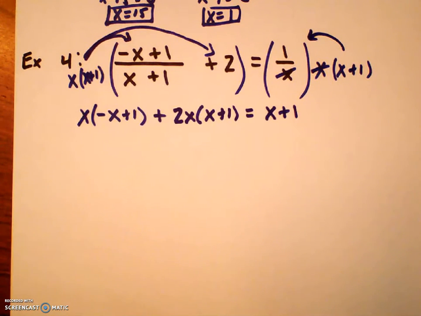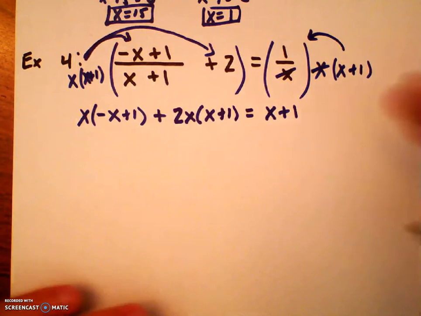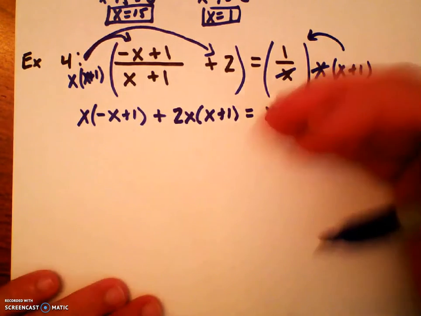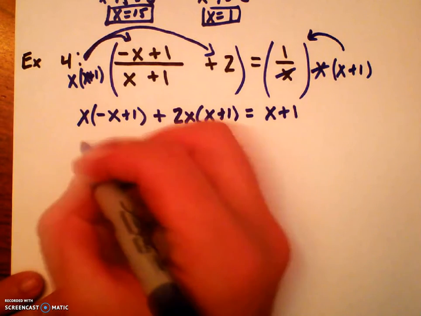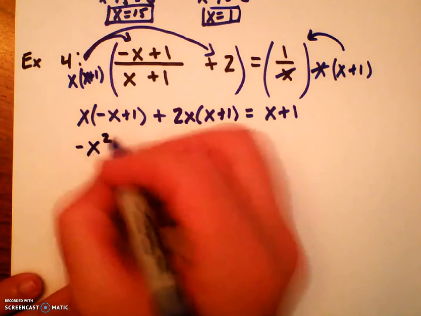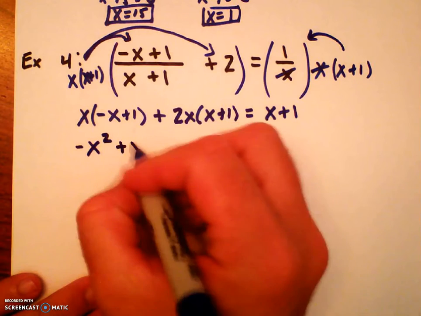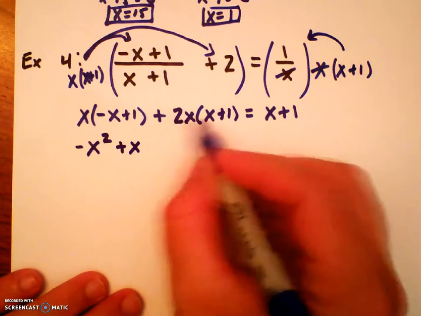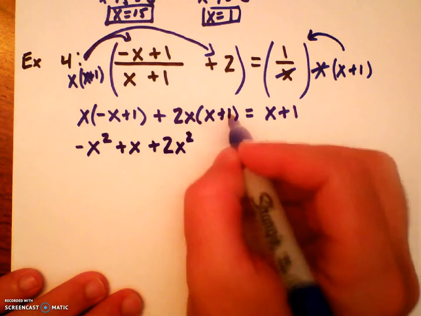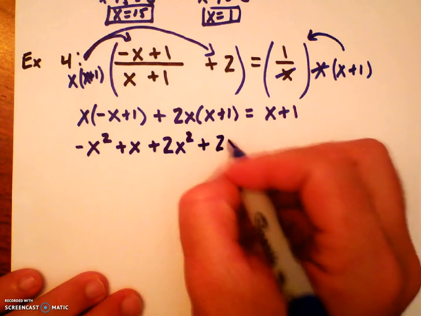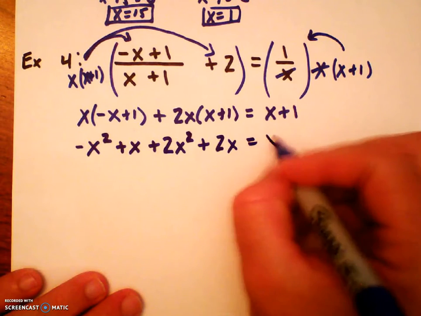The rest of this is all stuff that we've done in previous chapters. It's just knowing how to simplify and solve basic quadratics. So x and negative x is negative x squared. X and 1 is 1x. 2x times x is 2x squared. 2x times 1 is 2x. And then the x plus 1 drops for the time being.